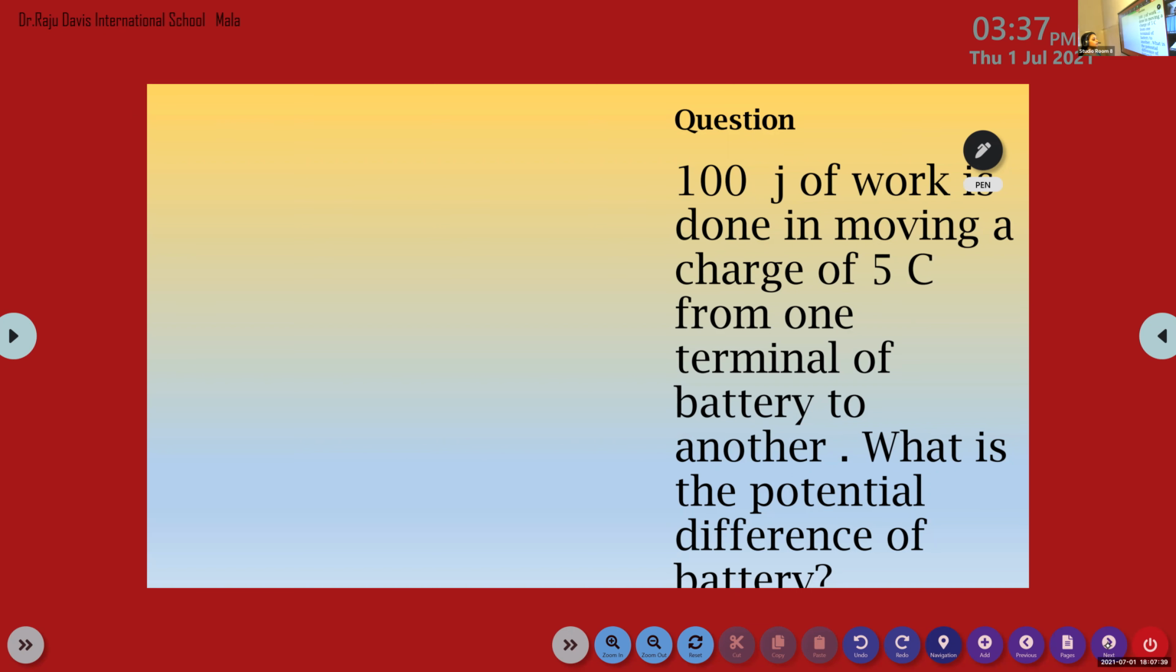Here we want to calculate the potential difference. The amount of work done is provided as 100 joule and the charge is given as 5 coulomb. So you can directly substitute in the equation V is equal to W by Q. This is homework. Complete it before the next class.